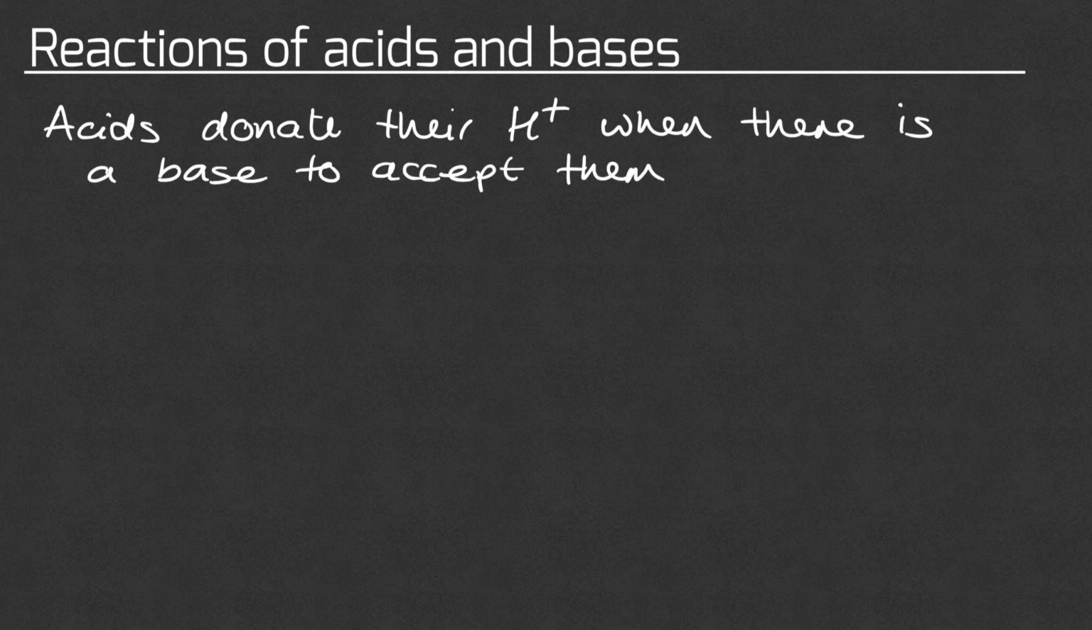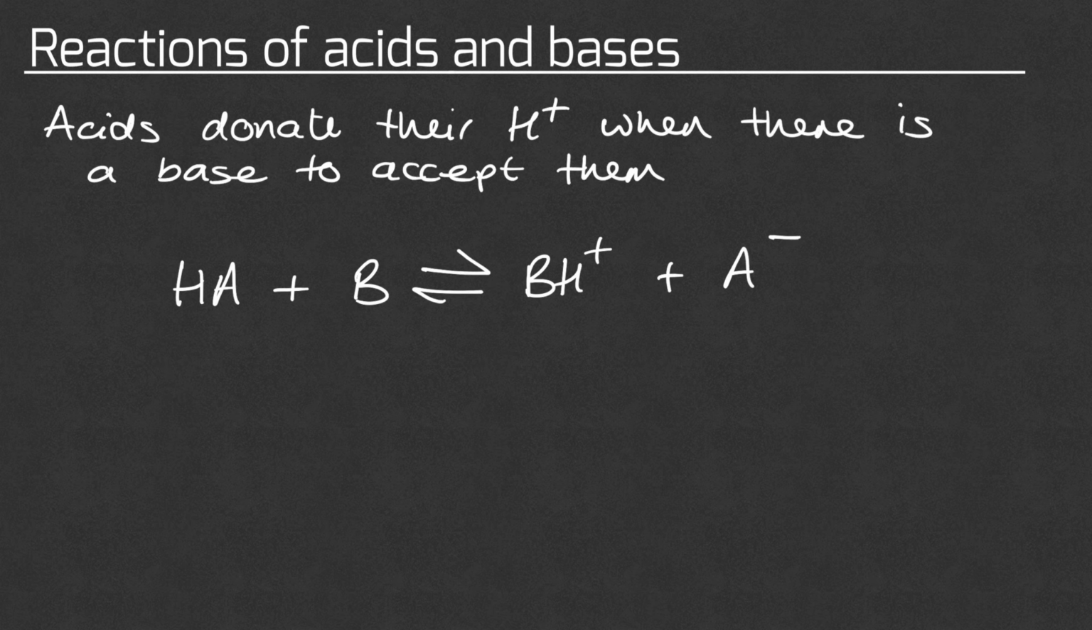It's worth noting that acids will only donate their protons when there is a base there to accept them. This is a general equation illustrating what happens when an acid reacts with a base. The HA, the general acid, and B, the general base, will form the base with a hydrogen, now positive overall, BH+, and the A-, showing the ion which was attached to the proton in the reactants. We use the words hydrogen ions and protons interchangeably when talking about acids and bases.